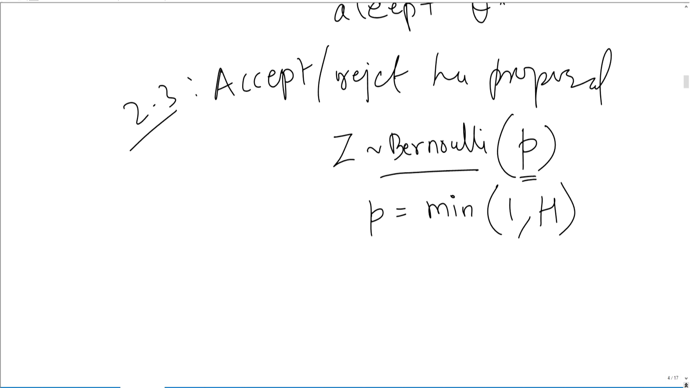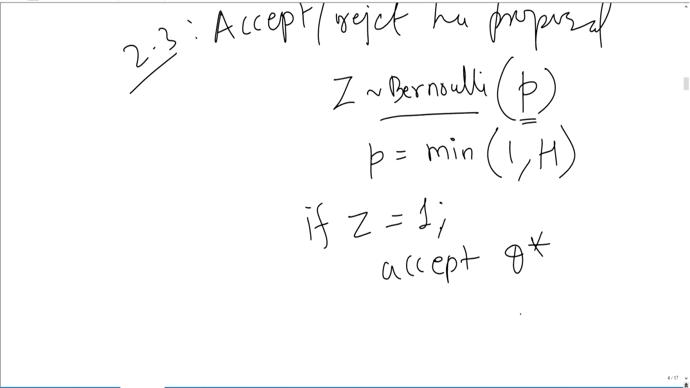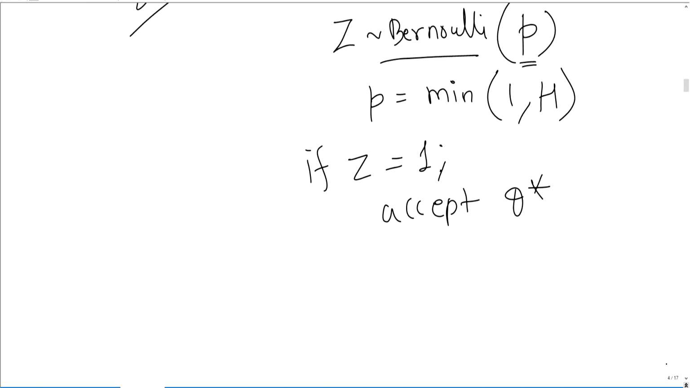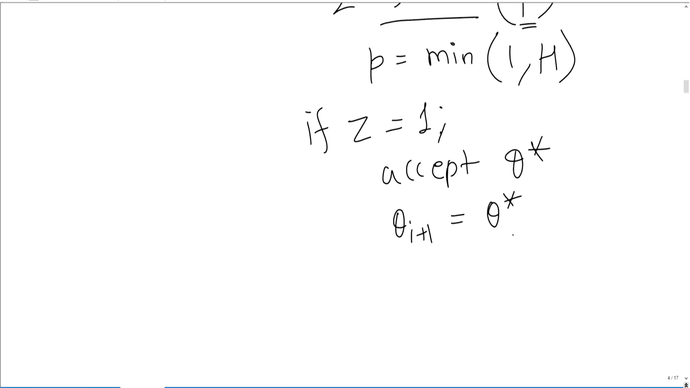So, we generate z from Bernoulli distribution with parameter p, where p is equal to minimum of 1 and h. So, if z is equal to 1, then accept theta star. What does that mean? If you have a Markov chain, then in the Markov chain theta I plus 1 becomes equal to theta star. Okay. And you update the current state of the chain as well, right. So, I plus 1 becomes the current state of the chain. You can write it here, update current state.